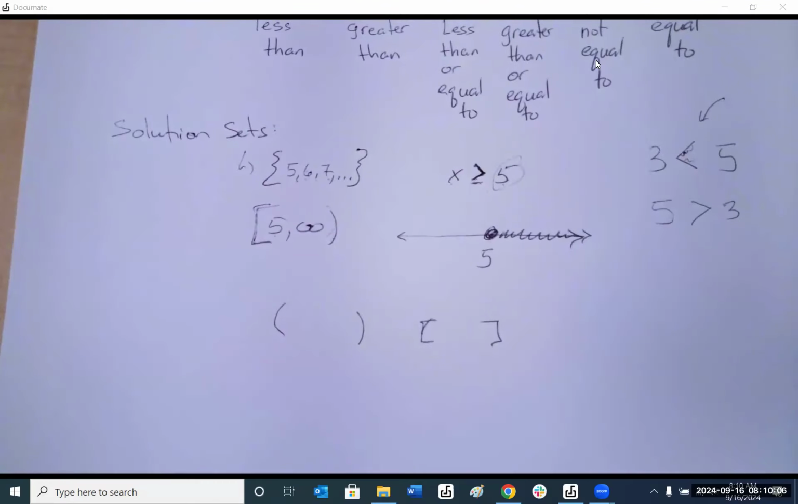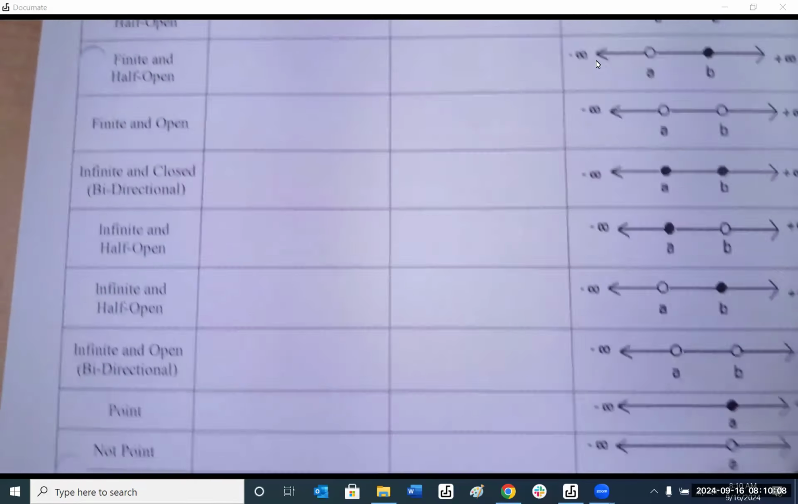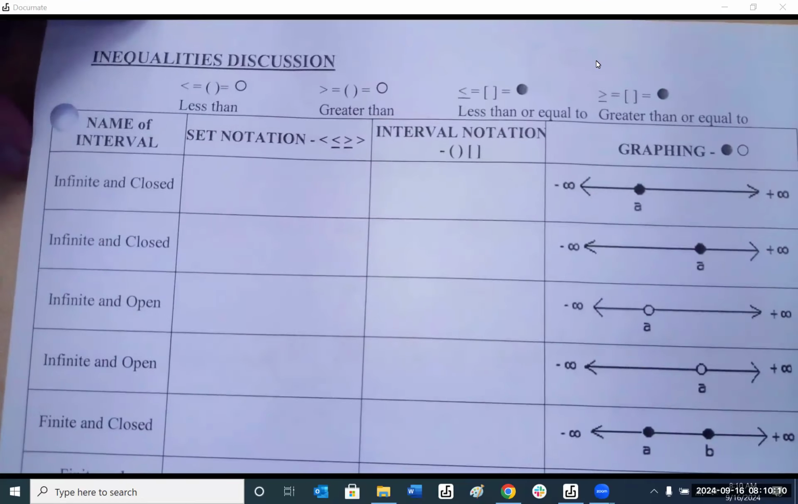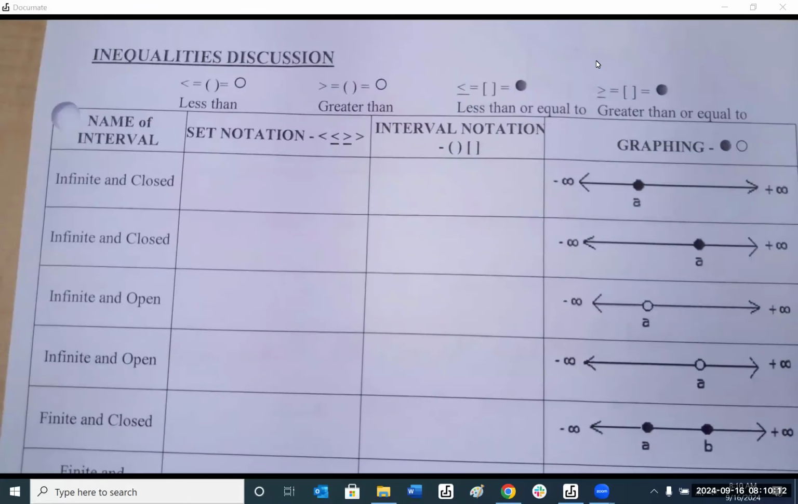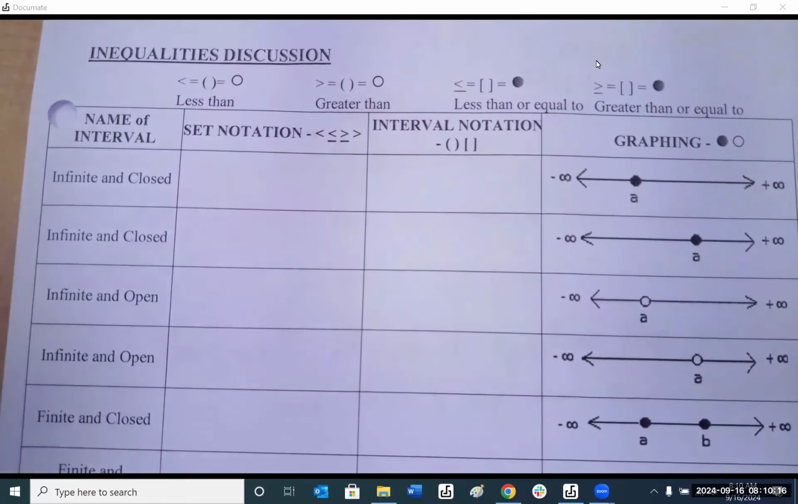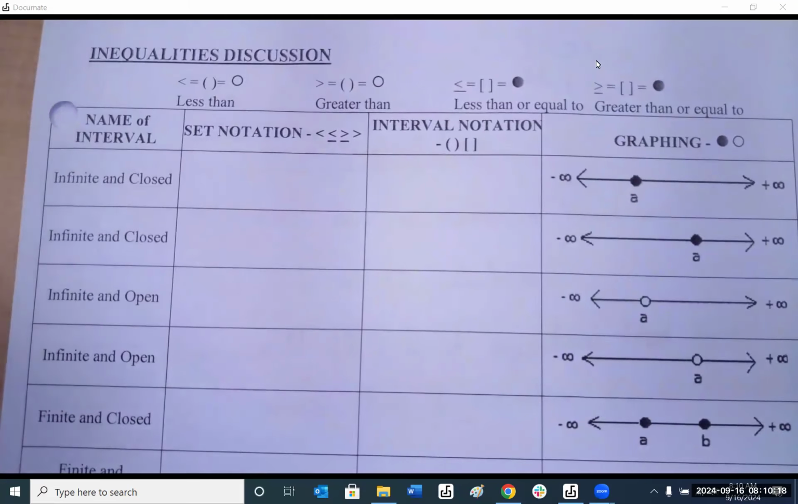Last week, I gave you this sheet, the inequality sheet. Did y'all get that? Here. Yeah. Distribute them amongst yourselves.